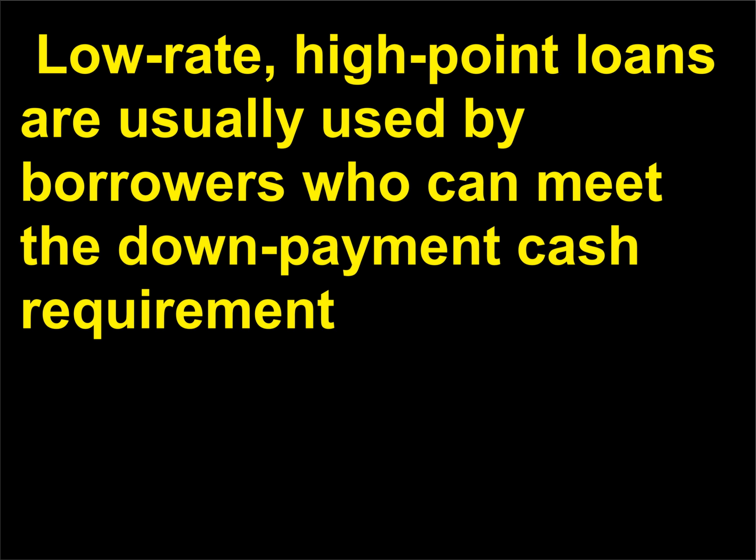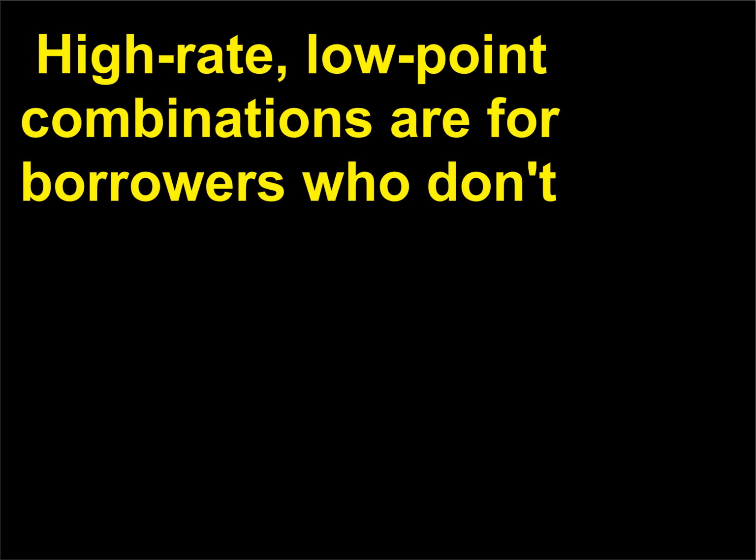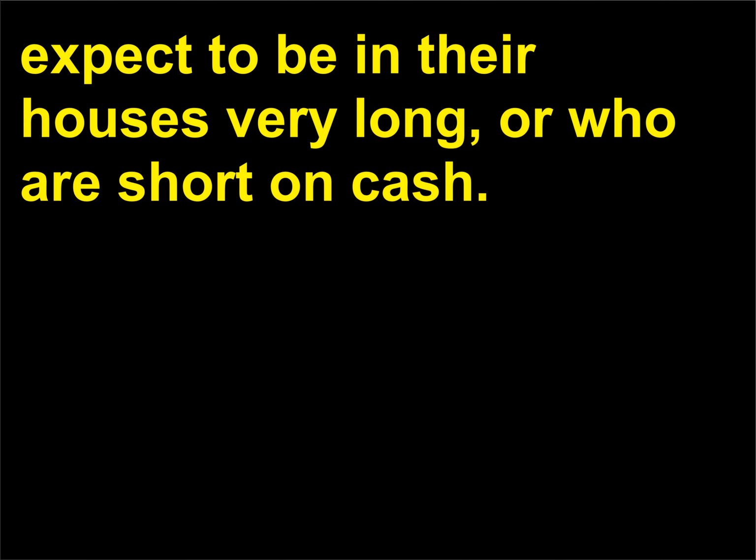Low-rate, high-point loans are usually used by borrowers who can meet the down payment cash requirement and either want to stay in a house a long time or want to reduce their monthly mortgage payments. High-rate, low-point combinations are for borrowers who don't expect to be in their houses very long, or who are short on cash.